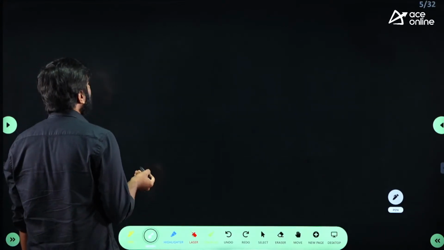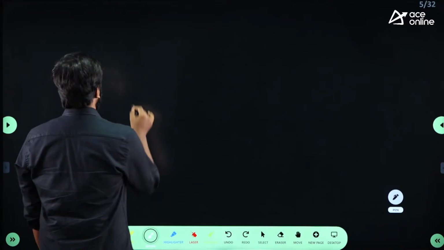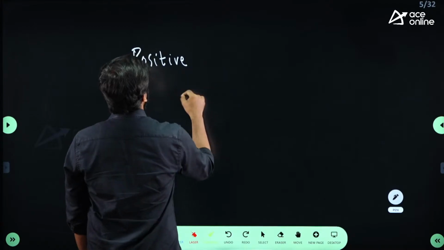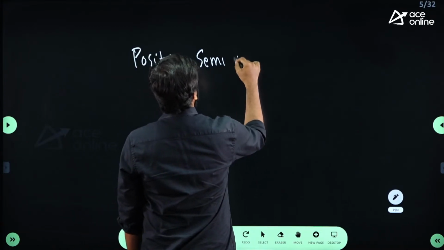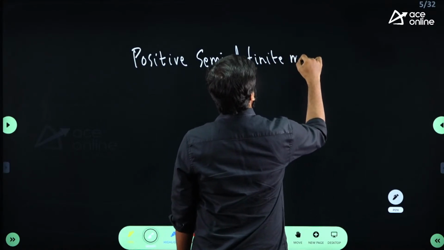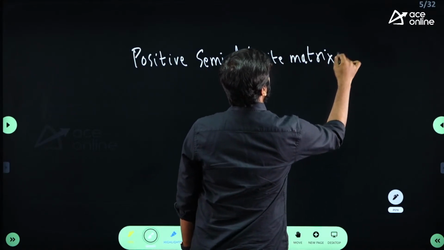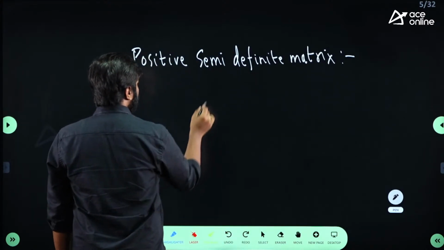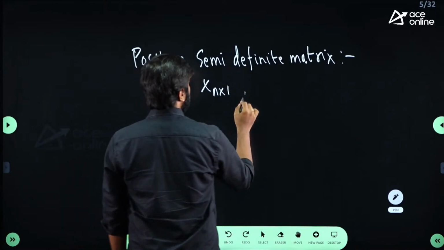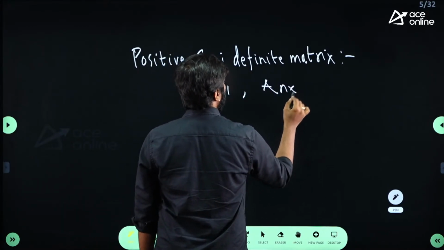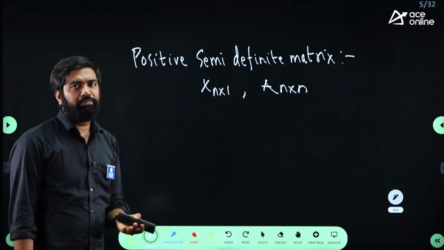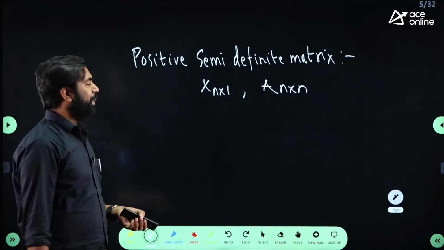The second conclusion is, what is a positive semi-definite matrix? So let me put the heading as positive semi-definite matrix. So let's see what this is. Let's consider a vector like this, X, which is n cross 1. Let's consider a matrix like this, which is n cross n. What is X? It's an n cross 1 vector. A is an n cross n matrix.